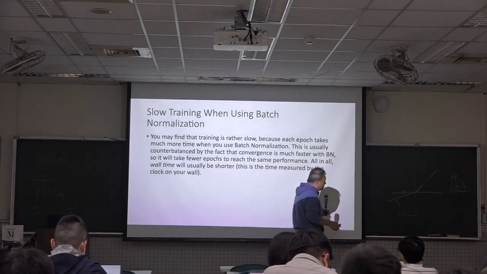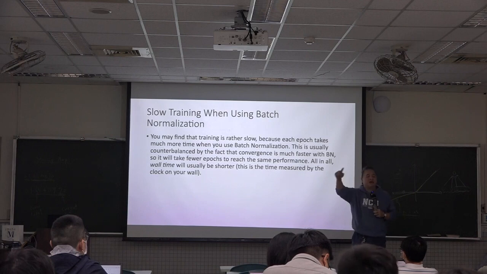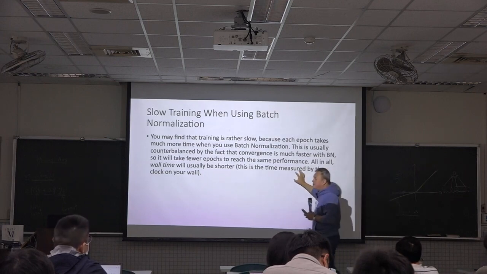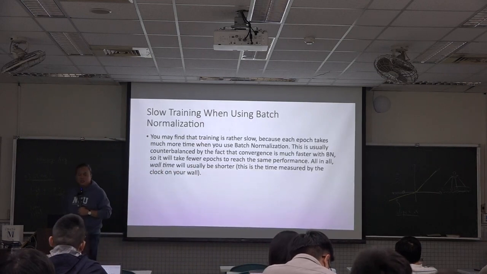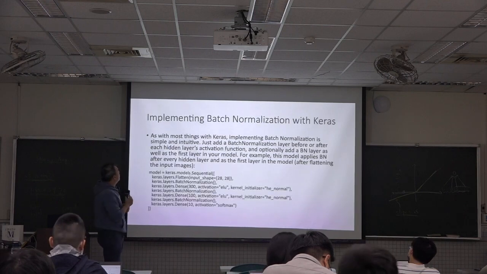So if each epoch takes twice as much time as previous, but you only need one tenth of the epochs, so you are still about 5 times faster, right? So it's going to be something like that. So it's still worth a lot to use batch normalization.